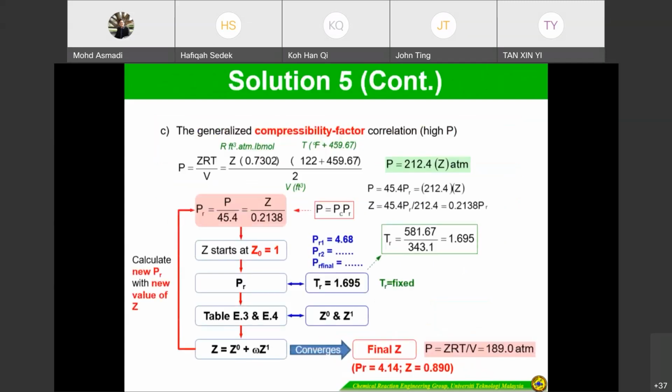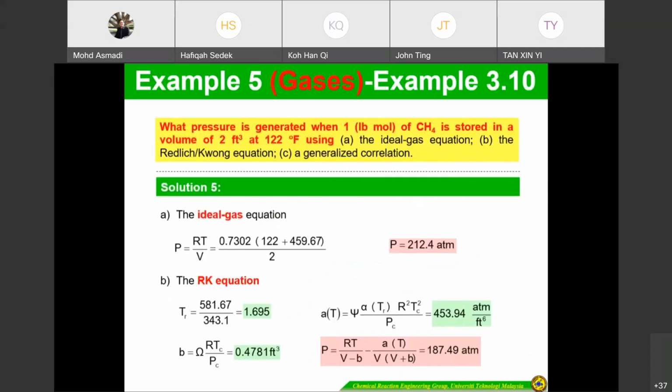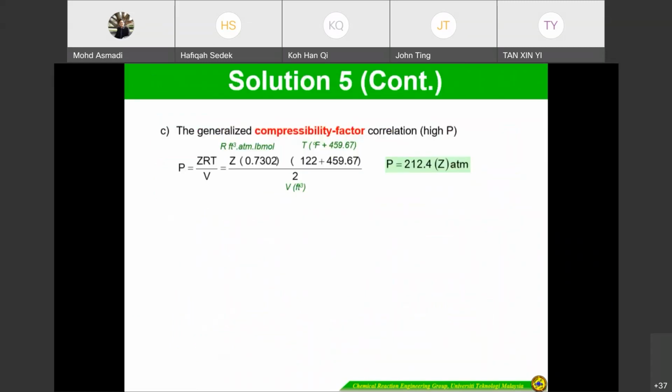Okay, and for the compressibility factor, the problem is you have to do the iteration. Why do we have to do the iteration? If you look at here, we don't know the value of P, right? And how to calculate PR? Since you have to do the interpolation, that's the problem. Since your target is to determine pressure, and only the temperature is given, you can calculate TR, but the problem is how to calculate PR.